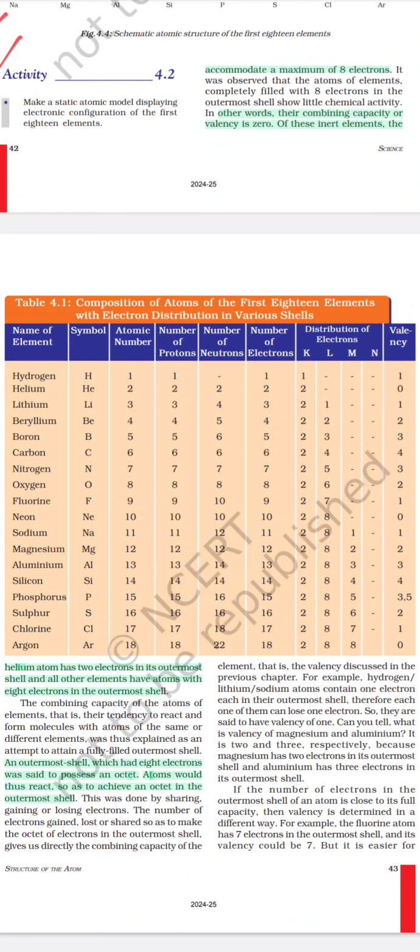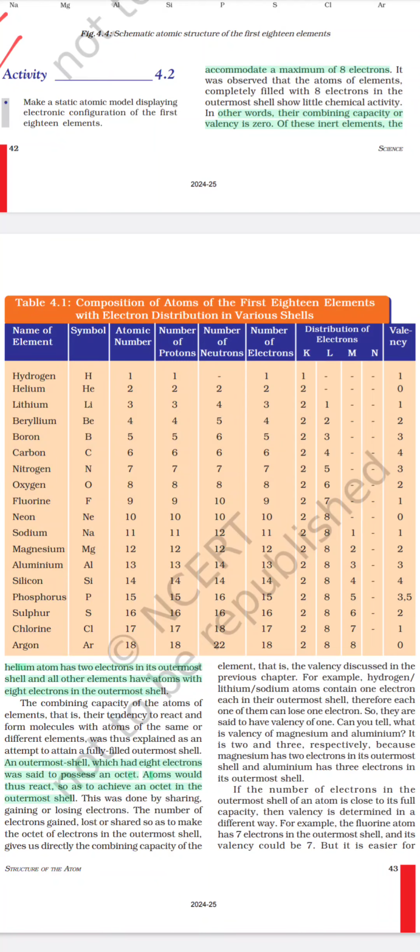For example, hydrogen, lithium, and sodium atoms contain 1 electron each in their outermost shell. Therefore, each one of them can lose 1 electron. So they are said to have a valency of 1. Can you tell what the valency of magnesium and aluminium is? It is 2 and 3 respectively, because magnesium has 2 electrons in its outermost shell and aluminium has 3 electrons in its outermost shell.